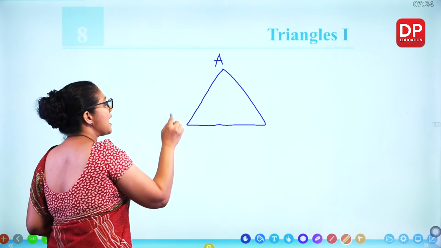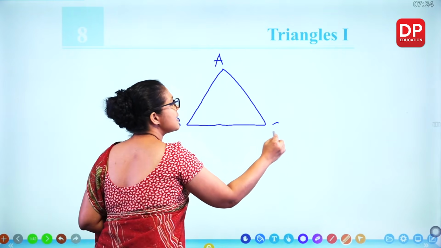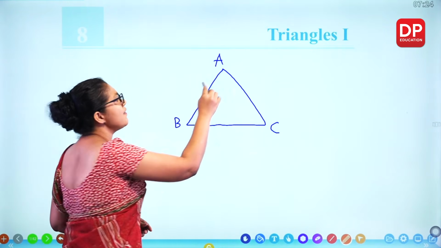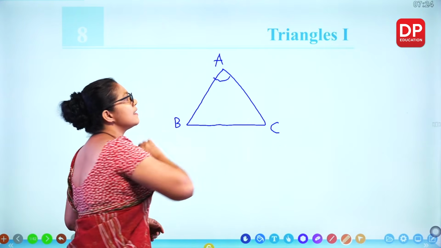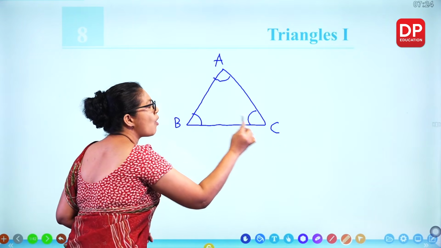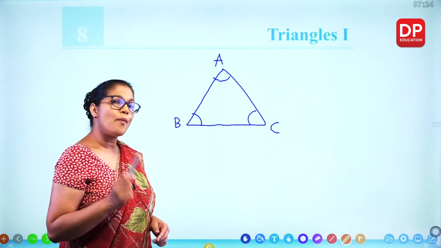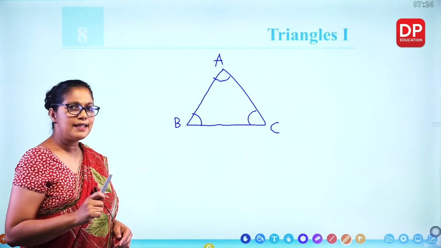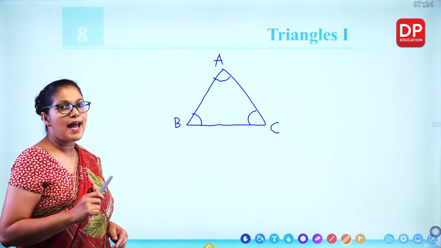We'll label it A, B, C. What are these angles? This one, and this one we call interior angles. So how many interior angles in a triangle? There are 3 interior angles.